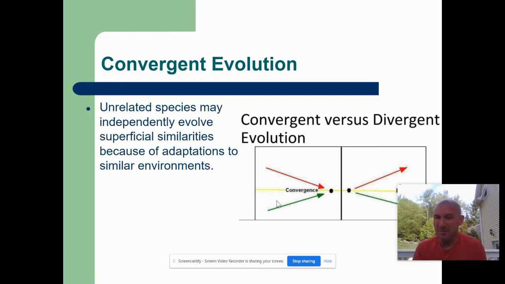Convergent evolution is the opposite, where divergent is a common ancestor evolving away from each other. Convergent evolution is when two separate lineages are actually evolving towards one another. So unrelated species may independently evolve superficial similarities because of adaptations to similar environments.